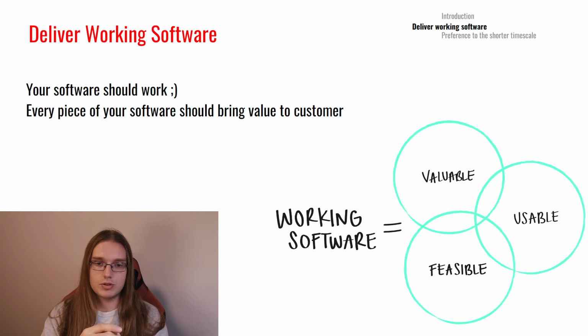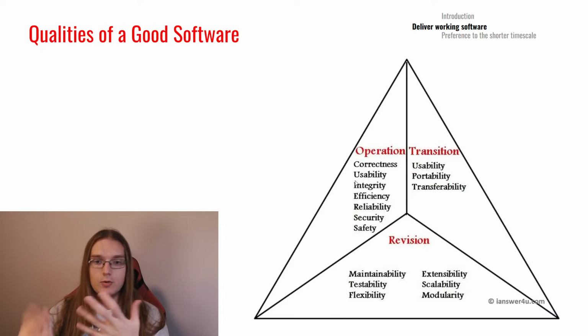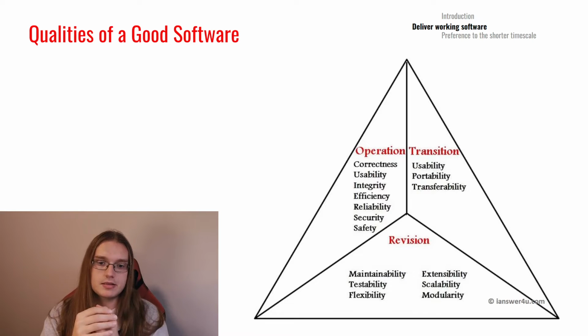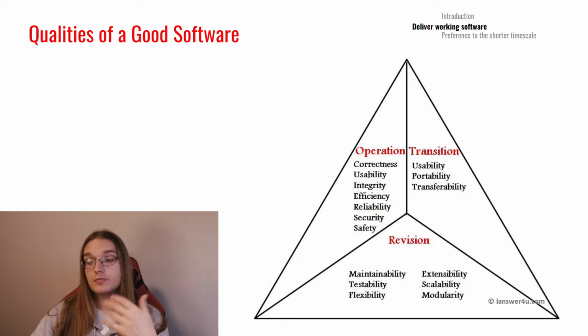And according to this model, let me switch to another slide. According to this model, to be sure that your software is working, you need to, well, switching back. You need to be sure that this triangle consists of three parts: operation, transition, and revision. And in all these three parts, your software has no problems. So this basically means that your software should not only work, but be testable. It could be verified, and it could be measured.